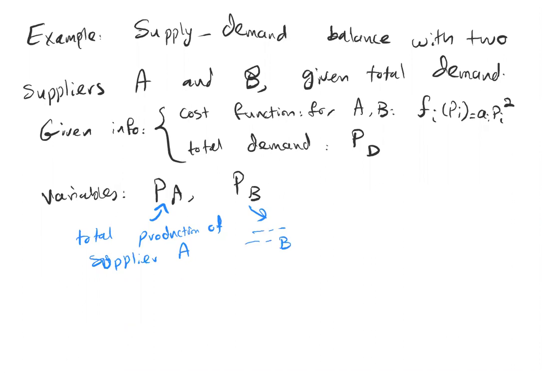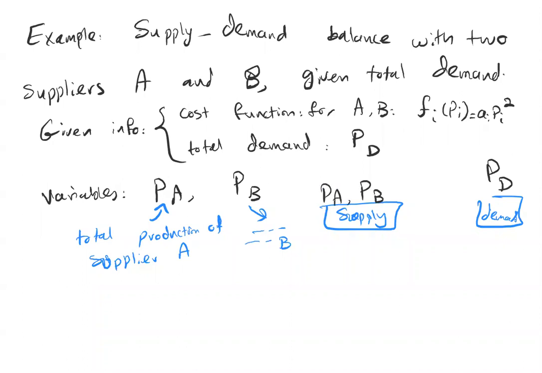All right, let's get to the problem formulation. Now here is what we have. We have the supply side and we have the demand side. At the demand side, we have total demand of P_D. At the supply side, we have total supply of P_A and P_B.